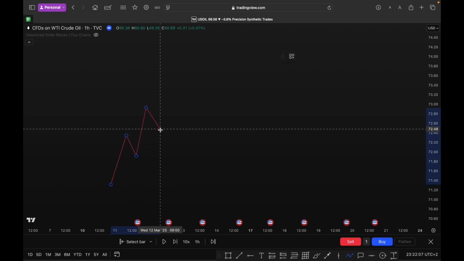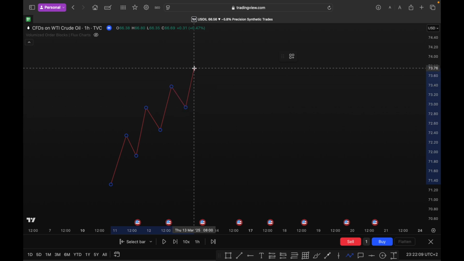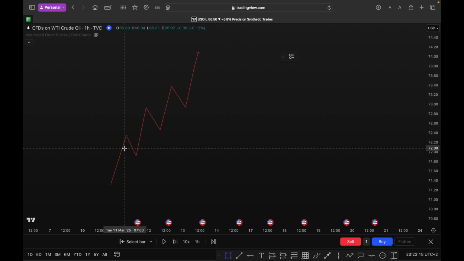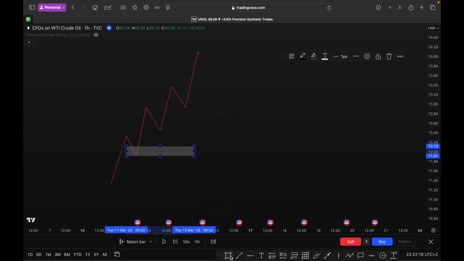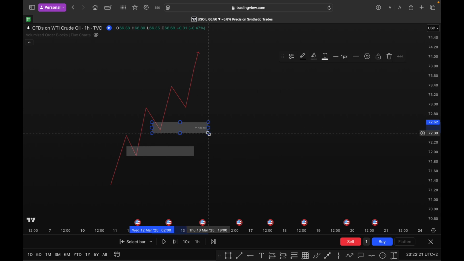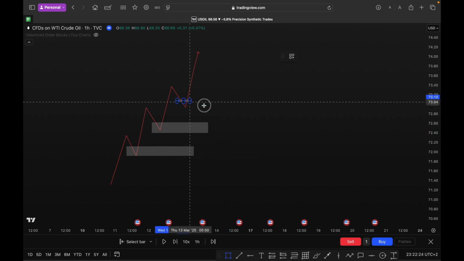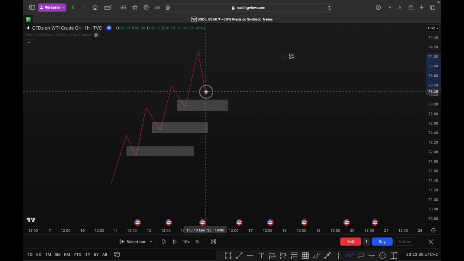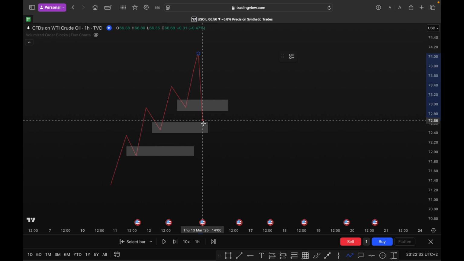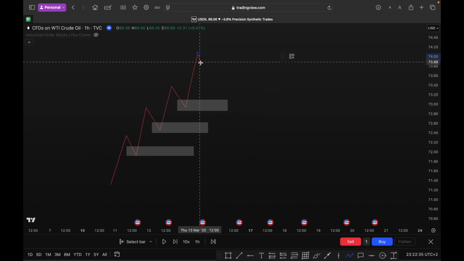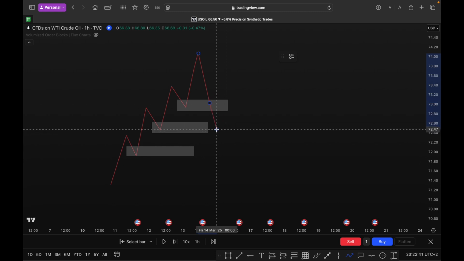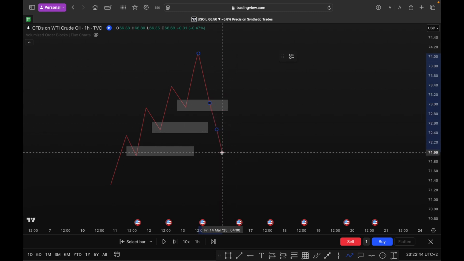So if your chart looks something like this and you are uncertain on which order block to use and you don't know where price is going to retrace, because if you have an order block here, you have an order block here, and then you also have an order block here, how do you know when price is going to come from this order block, this one, or this one? So price can literally go from here, it can go from here, or it can even go from here.